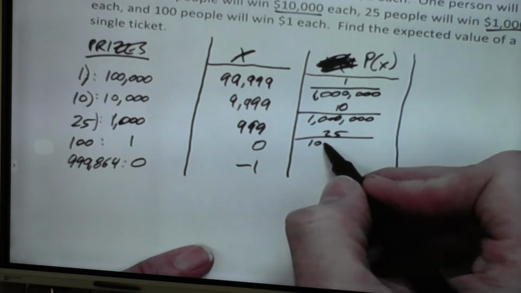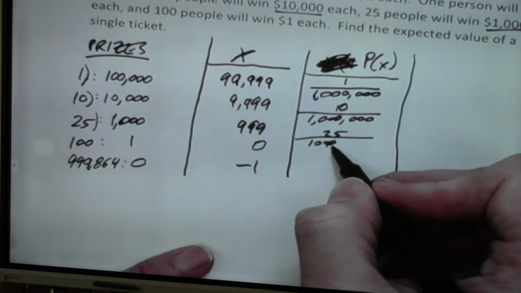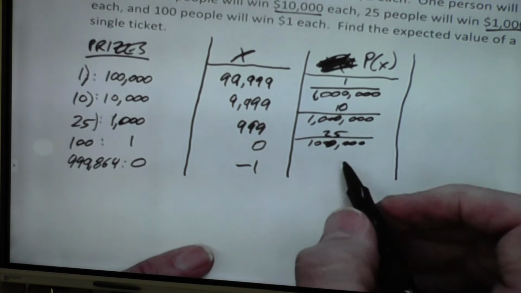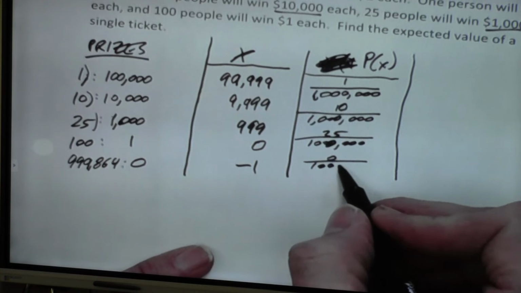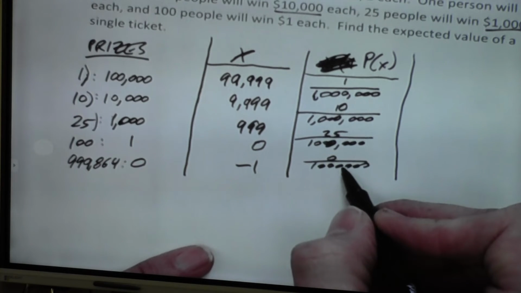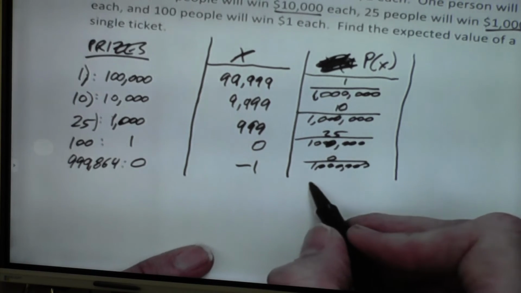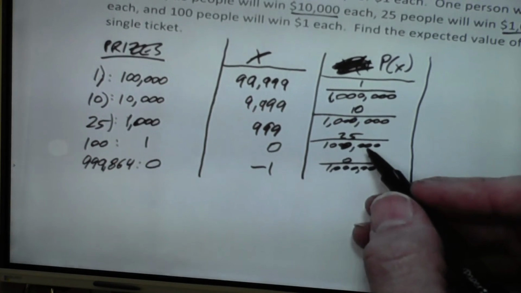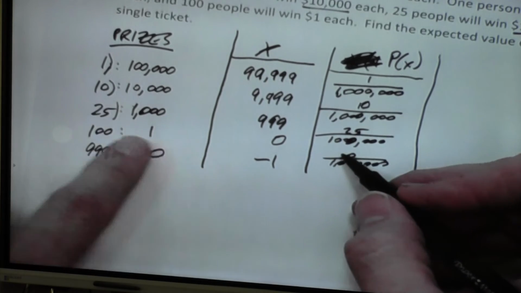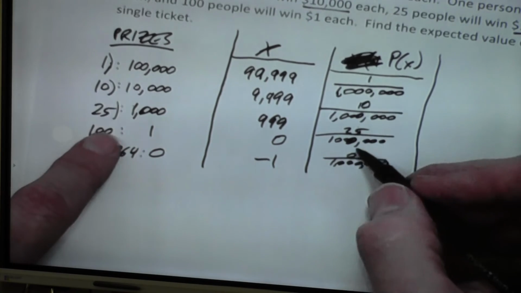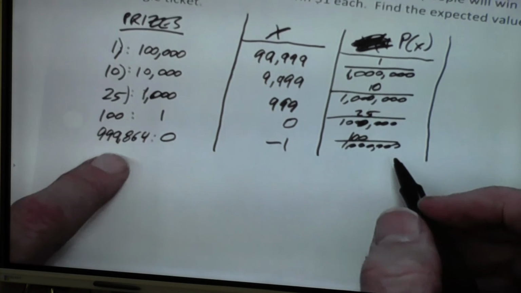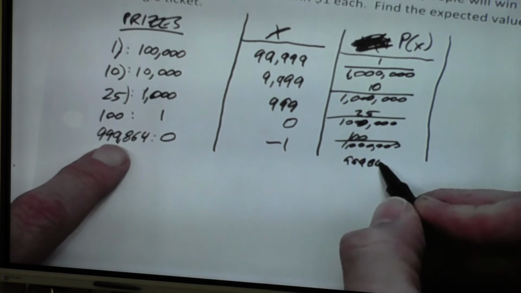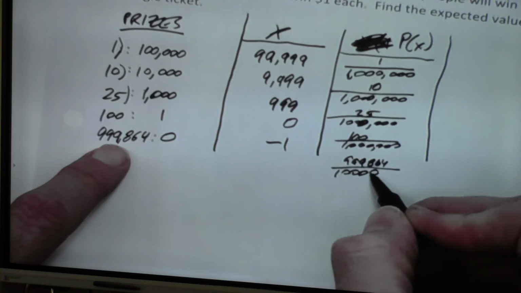25 out of 1 million, it gets tedious, like I said, another 0. Oh, wait a minute, it's one. I got myself lost and looking at the wrong thing. So it's 1, 10, 25, and it's 100 people. And then this last one is 999,864 over 1 million people.